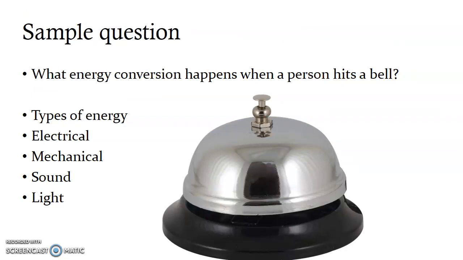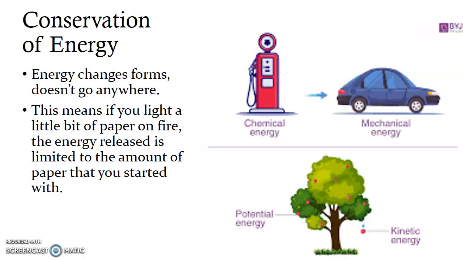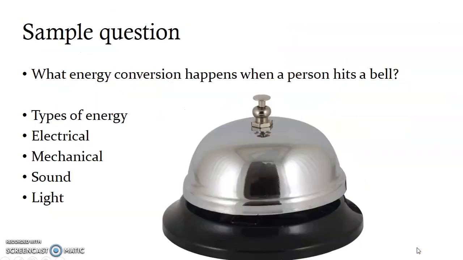Next, sample question: what energy conversion happens when a person hits a bell? Energy can change forms. So it can change from different types. The different types we saw here were chemical energy turned into mechanical energy and potential energy turned into kinetic energy. Now, let's say you have an energy conversion. What happens when a person hits a bell?